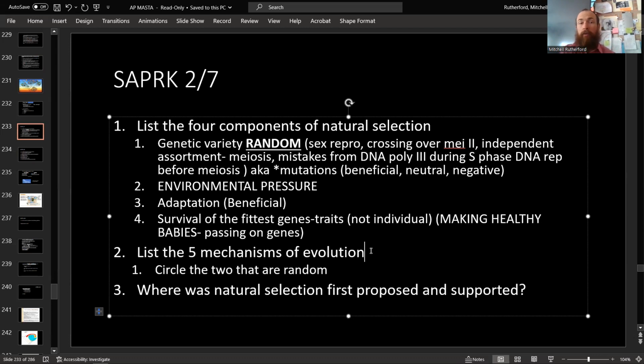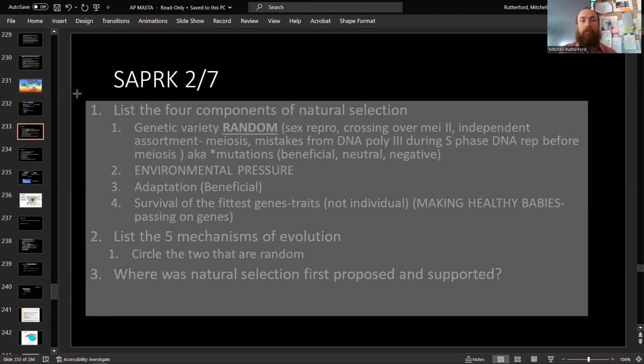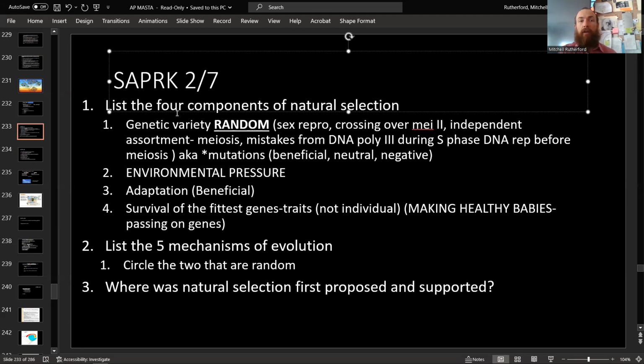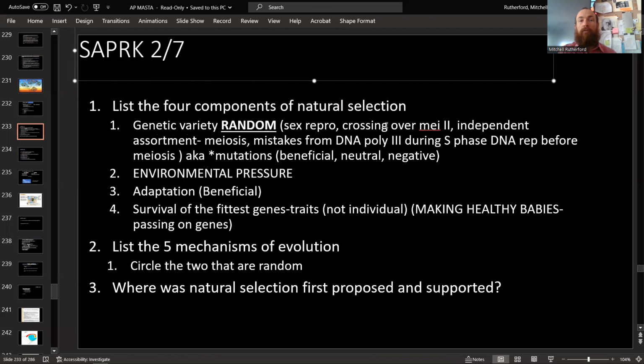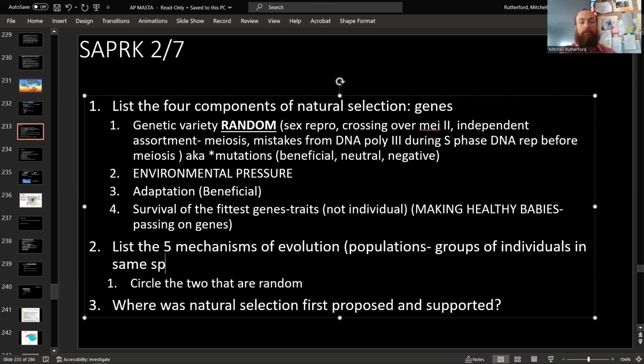And that's a big thing with evolution that we need to recognize, is that it's really not just about the individual. This is about evolution, the passing on, the natural selection of genes, right? And evolution occurs with populations, okay? Which would be like groups of individuals in the same species. That's what a population is, okay?